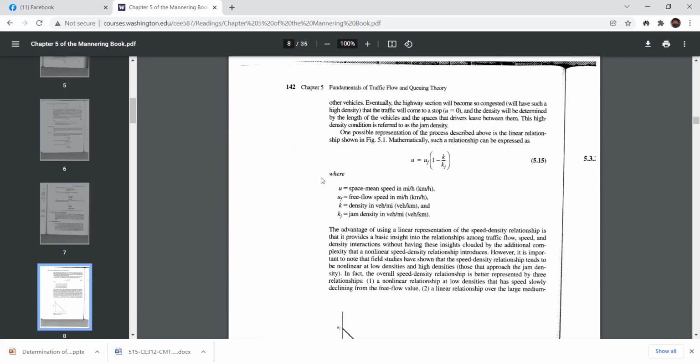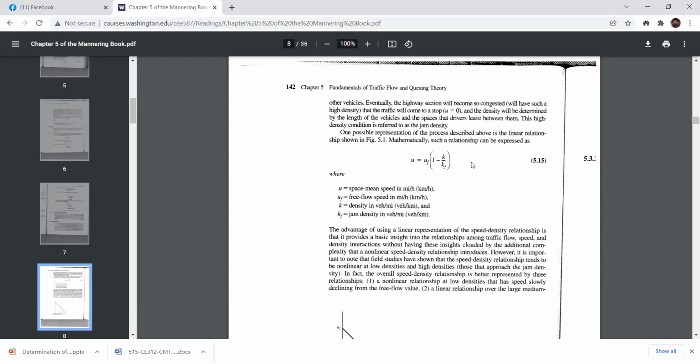And the density will be determined by the length of the vehicles and the space the drivers leave between them. This high density condition is referred to as jam density. One possible representation of the process is the linear relationship in this figure.